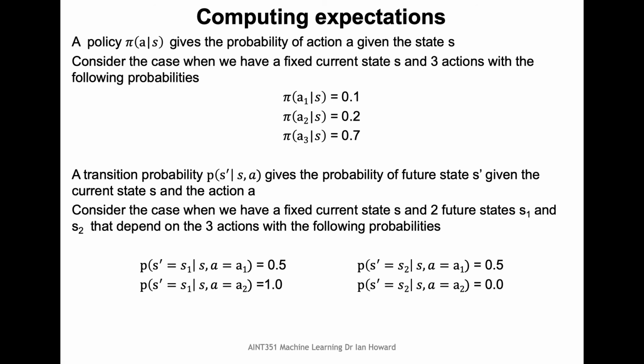Let's now think about what happens if we take action 2. As an example, we go to state 1 with probability 1 and state 2 with probability 0. So although the first row is a stochastic transition, the second row is deterministic. If we take action 2 from state S, then we definitely go to state 1. We can also define what happens when we take action 3. If we take action 3, we never go to state S1, but we always go to state S2.